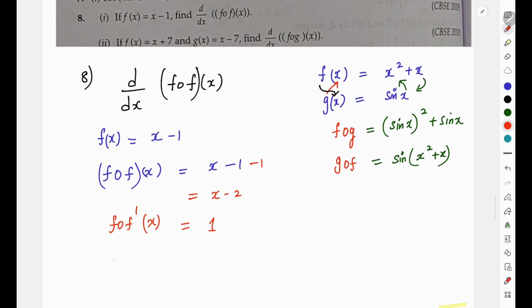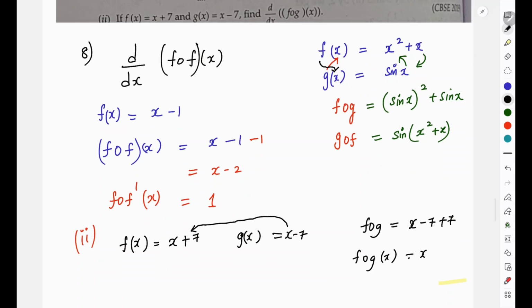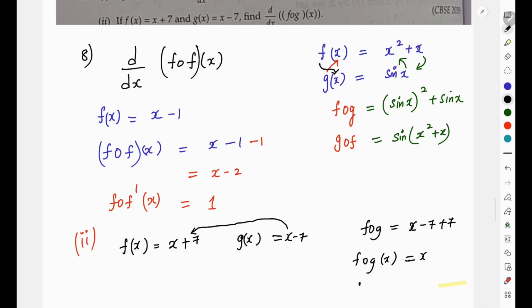Similarly, we have the second subdivision. They've given f of x is equal to x plus 7 and g of x as x minus 7. So what is f of g first? So let's find that. So in place of x, I have to replace this g fully. So x minus 7 plus 7. So what is f of g of x? That's nothing but x. So when I try to differentiate this f of g, I get 1.